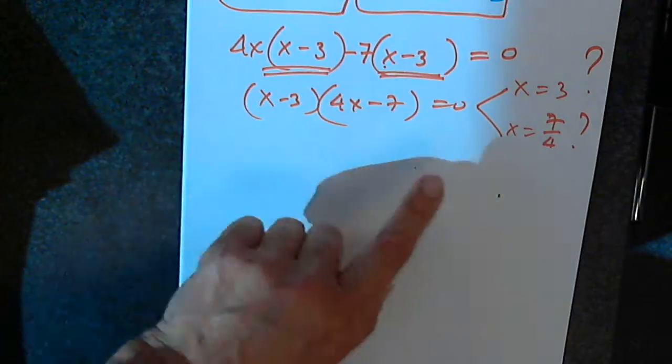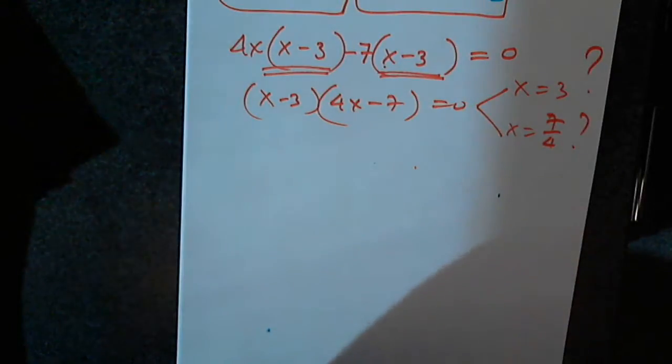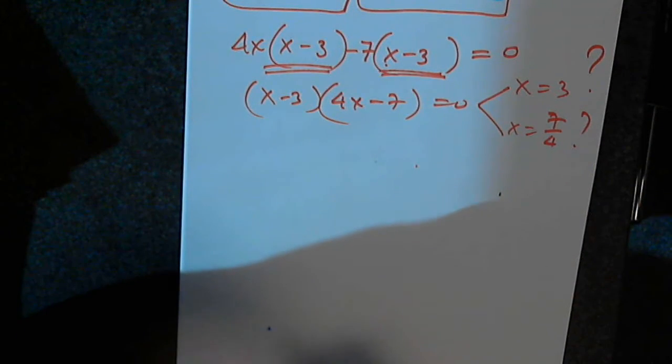And that's how we get x equals 3 and x equals 7 fourth. Just me reading the problem, it took me 5 minutes. So these are complex problems.